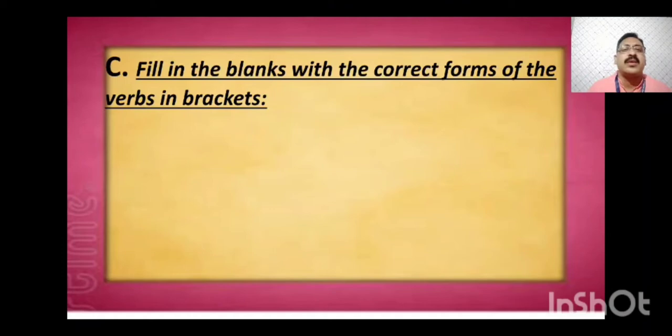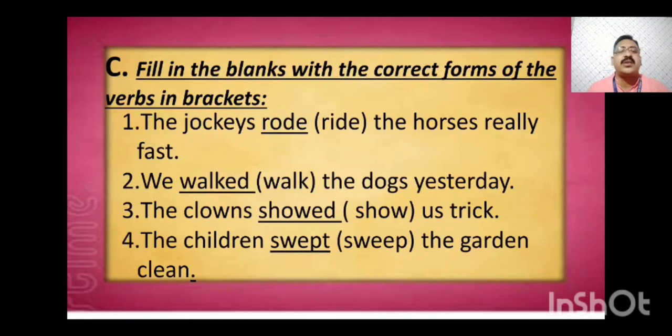Bit number C: fill in the blanks with the correct form of the verb in the bracket. Here also you can see the verbs: ride, walk, sew, sweep. These are all in bracket in present form, and you have to write the correct form of the verb according to the sentence. The jockeys rode the horses really fast. Because you have to write the irregular form, the irregular form of the verb is rode, R-O-D-E.